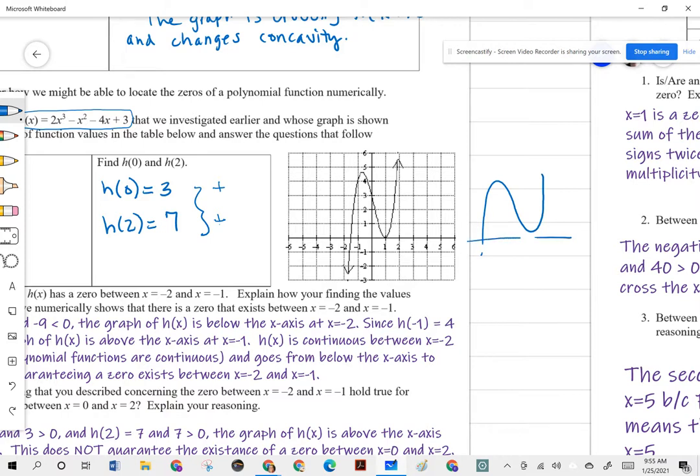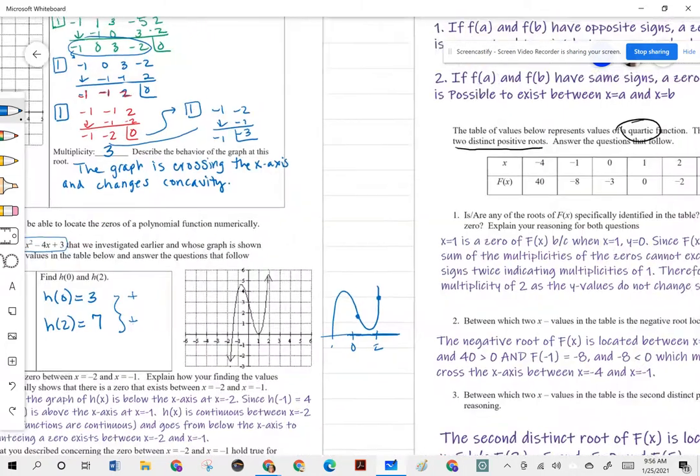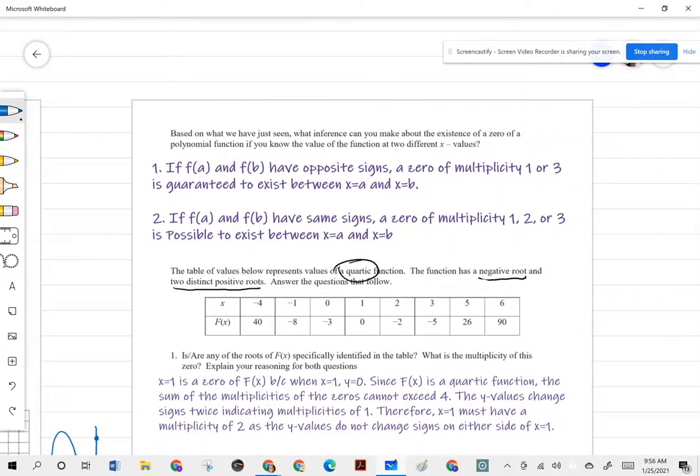If I had the same thing where this is 0 and this is 2, you can see that there was a turning point, right? But that does not show that there is a 0 that crosses the x-axis between 0 and 2. So we have to be careful of that. So let's take a look over here.